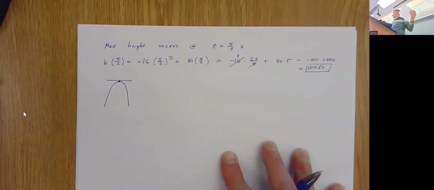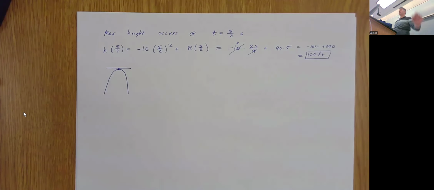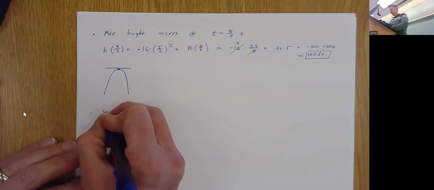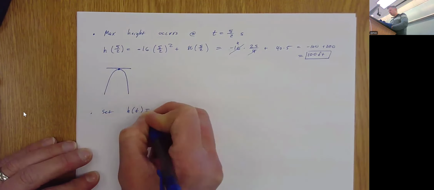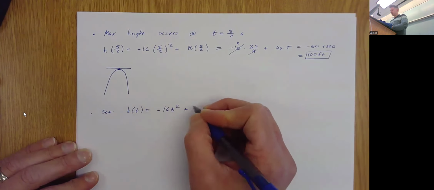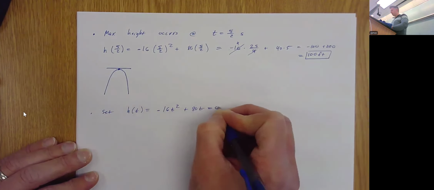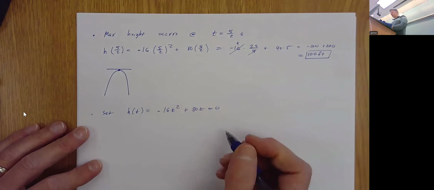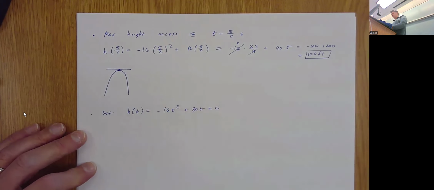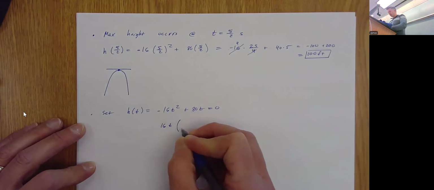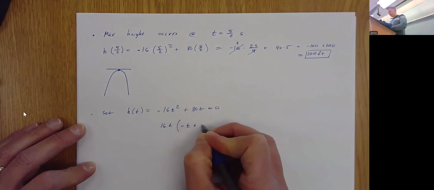But as you perfectly led into the next part, we're going to set the height equal to 0 to find when the ball hits the ground. So we're going to set h of t, which was -16t squared plus 80t, I believe, yeah, equal to 0 to find when the ball hits the ground. Okay, so this factors nicely. I can factor out a t, and actually I can factor out a 16 as well. So this factors as 16t times -t plus 5.